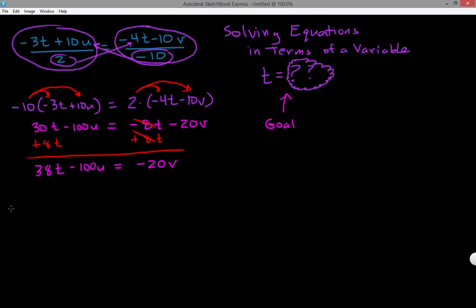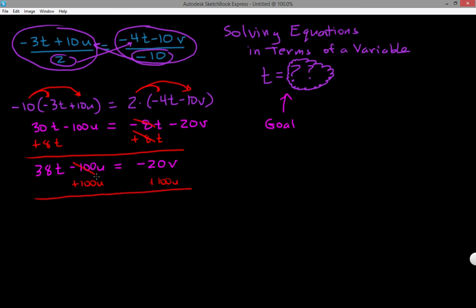Okay, so I've almost got the t by itself. I just have some stuff over here to get rid of. There are no t's over there anymore. So let me go ahead and fix this side. I want to get t by itself. So first I'm going to get rid of this minus 100u. I'm going to add 100u to both sides.